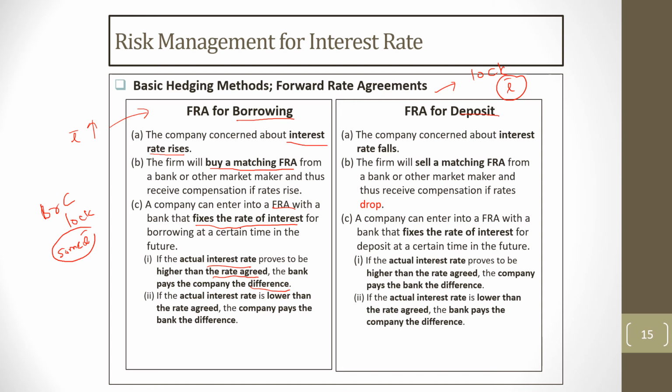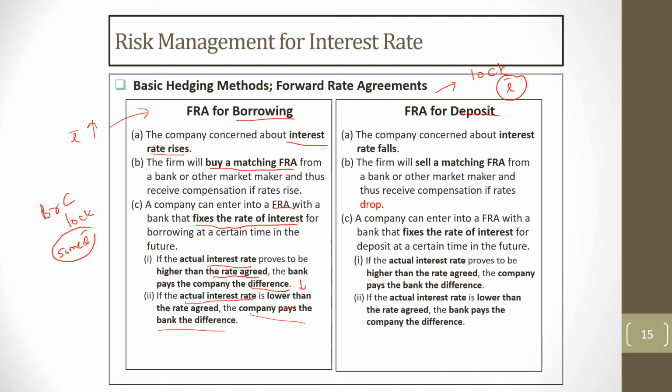Tapi kalau actual interest rate is lower daripada rate agreed, maksud dia on that time the interest rate is lower daripada yang dia agreed, siapa yang nak kena bayar? The company need to pay the differences. So itu yang akan berlaku for the forward rate agreement for the borrowing.